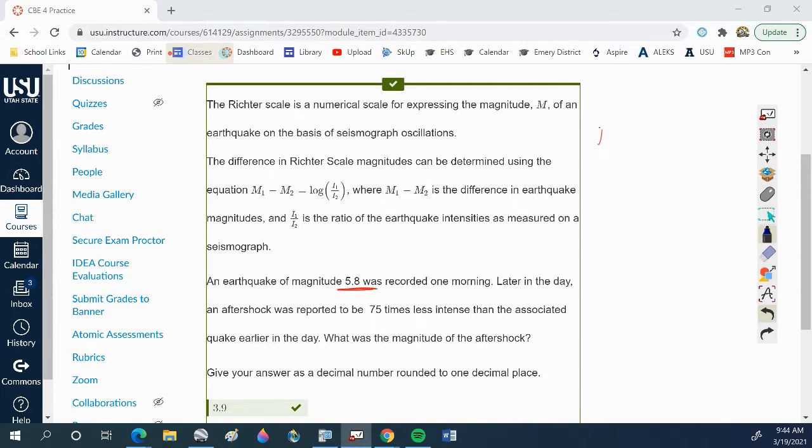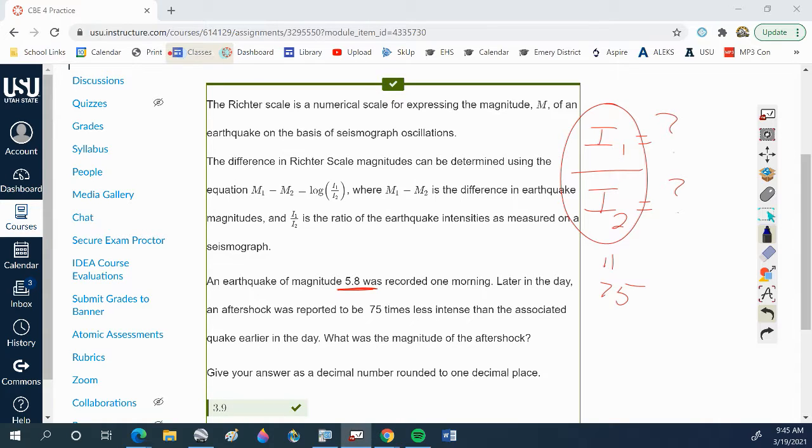So we do not know how much energy was in the first earthquake. And we do not know how much energy was in the second earthquake. But we do know that the first earthquake was 75 times more powerful than the second earthquake. Does that make sense? So this fraction is 75.